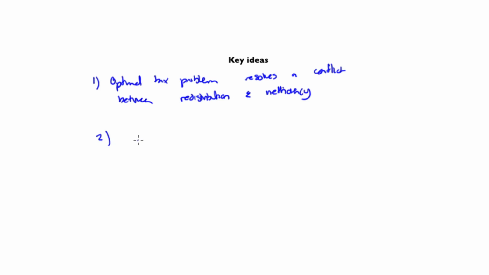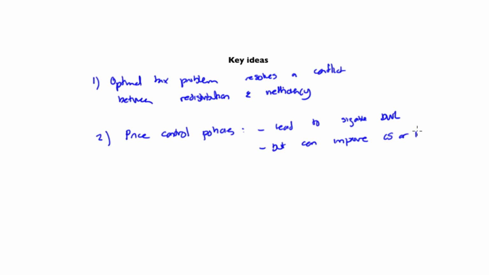The second point is that price controls, in general, this type of price control policies, have 2 properties. One is they lead to sizable deadweight losses, but can improve either consumer surplus or producer surplus through the redistribution of social surplus between consumers to firms or firms to consumers.